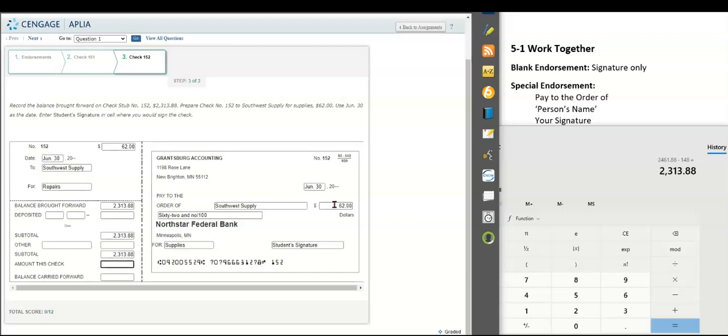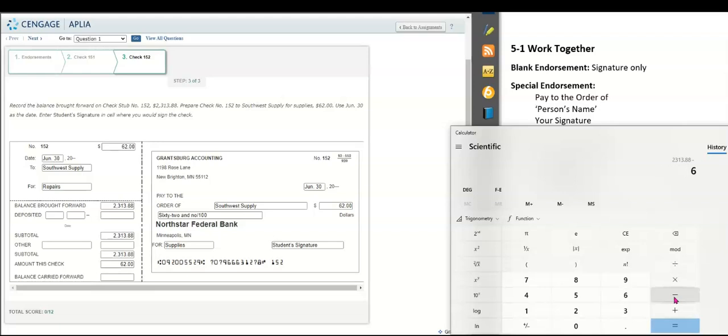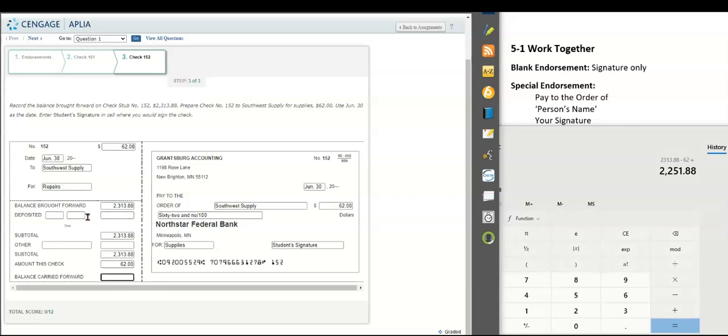This check, the amount was $62. Okay, so your balance carried forward, you're going to take your $2313.88, which was your balance from before. I'm going to say minus $62, because when you write a check, the amount in your account goes down. When you make a deposit up here, it goes up because you're putting money into your account. But when you write the checks, the amount goes down. So you got to remember to always subtract your check amount. So that's going to be $2251.88. And I believe that is it for this section. All right.